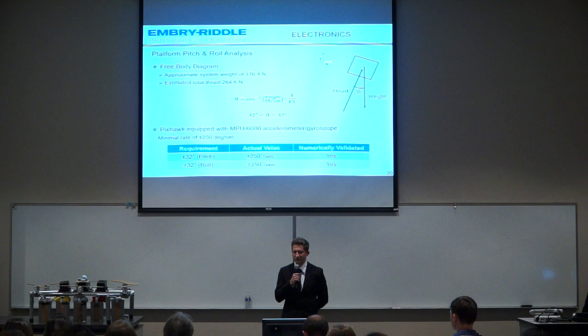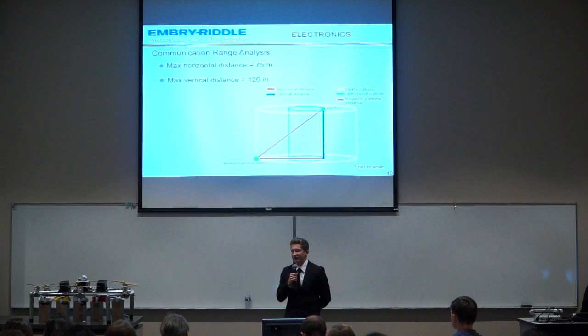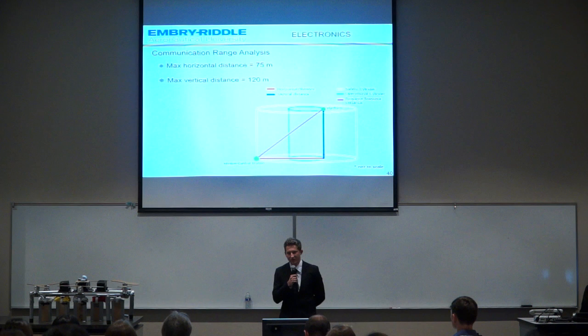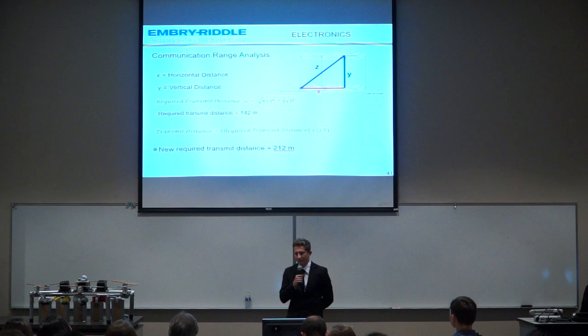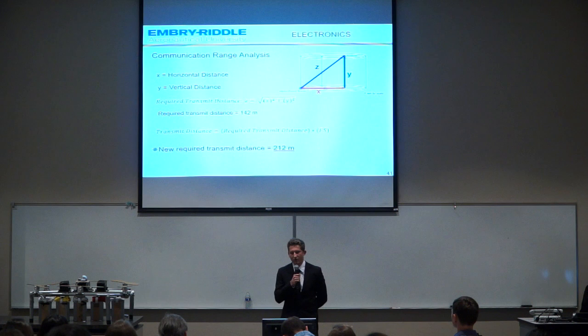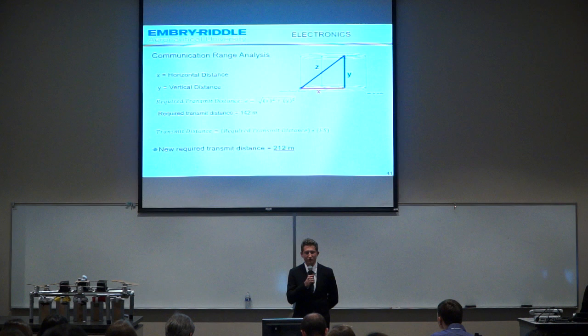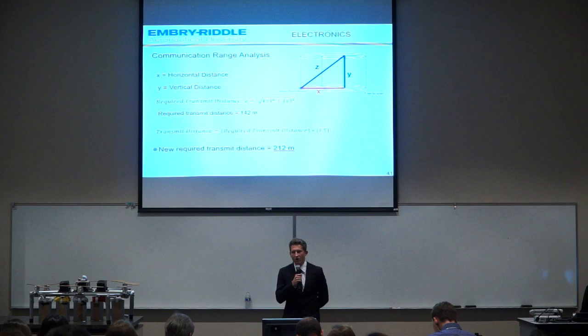Our communication range requirement was generated by finding the max possible distance the platform would be from the mission control station during a mission. Using the max horizontal and vertical distances shown here, we can calculate, using the Pythagorean theorem, the max transmit distance, which, by adding a factor of safety of 1.5, gives us a new required transmit distance of 212 meters. We found this factor of safety to be justified due to what we are allotted to use at the school.